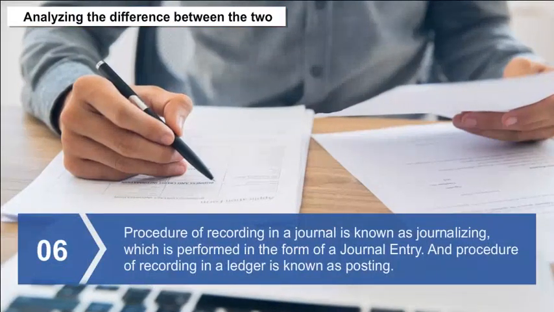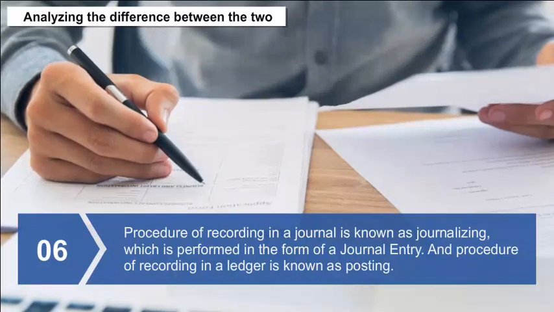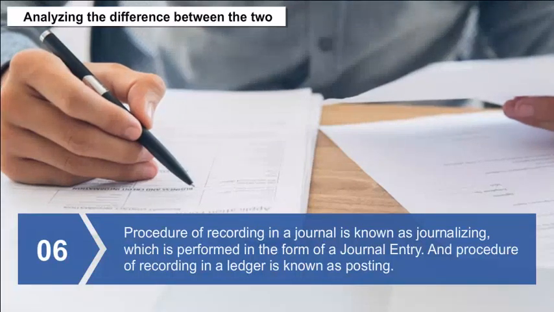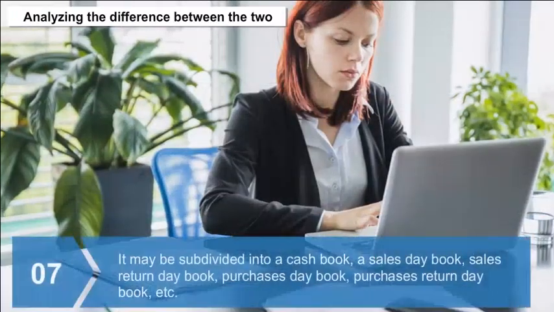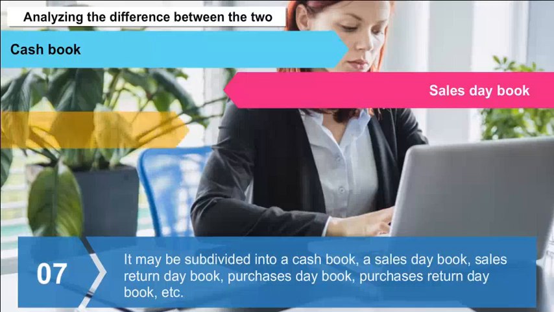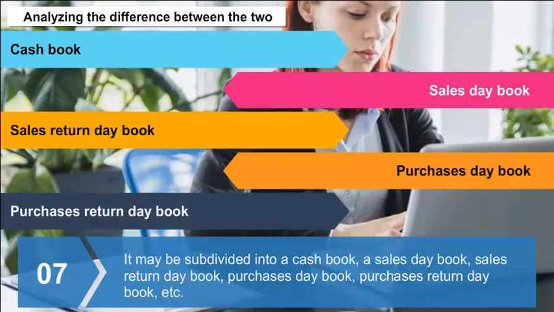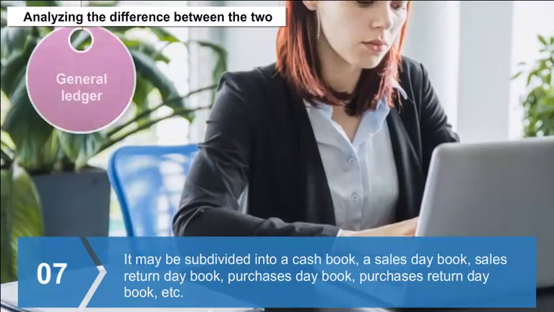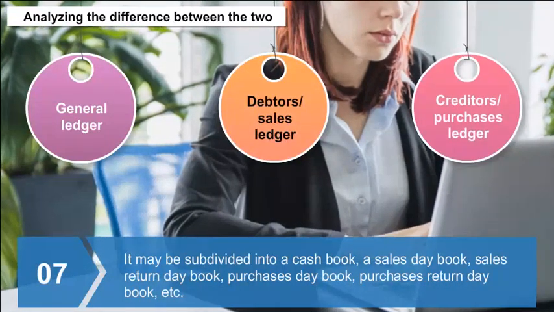6. Procedure of recording in a journal is known as journalizing, which is performed in the form of a journal entry, and procedure of recording in a ledger is known as posting. 7. A journal may be subdivided into a cash book, a sales day book, sales return day book, purchases day book, purchases return book, etc. However, a ledger may be subdivided into general ledger, debtors or sales ledger, creditors or purchases ledger.